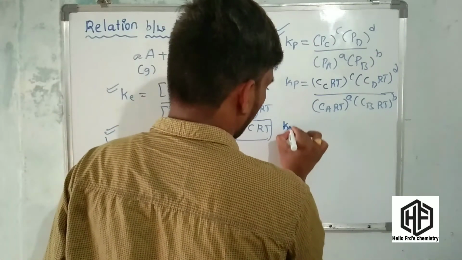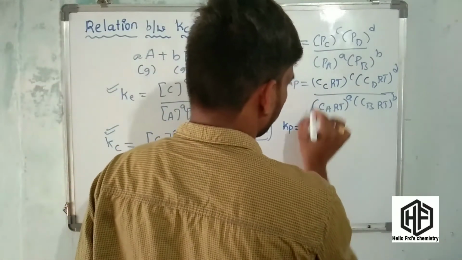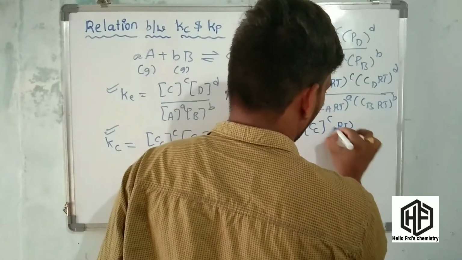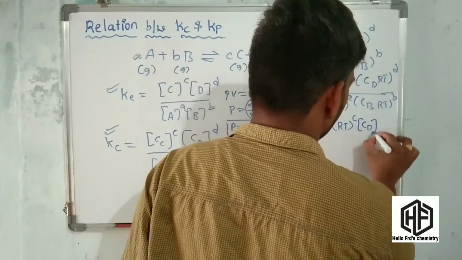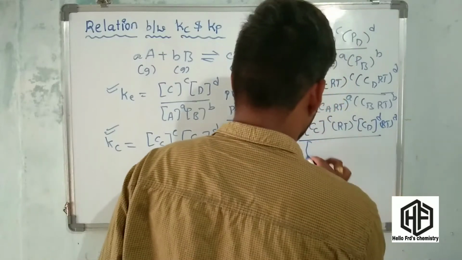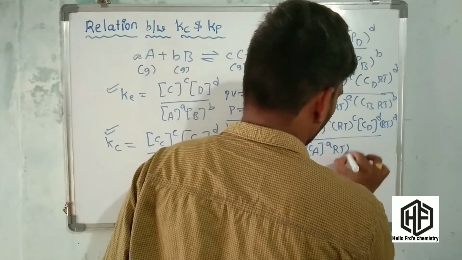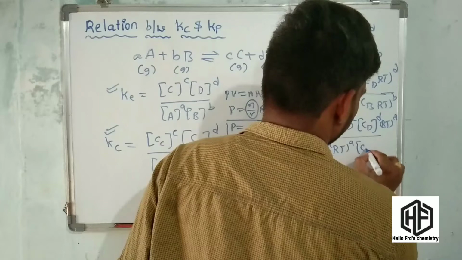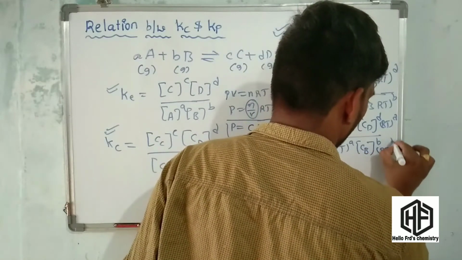Now what happened? Kp is equal to the concentration term of C raised to the power of c and RT power of c, and this is the concentration term of D raised to the power of d and RT power of d, as well as the concentration term of A, RT power of a, and the concentration term of B raised to the power of b and RT power of b.